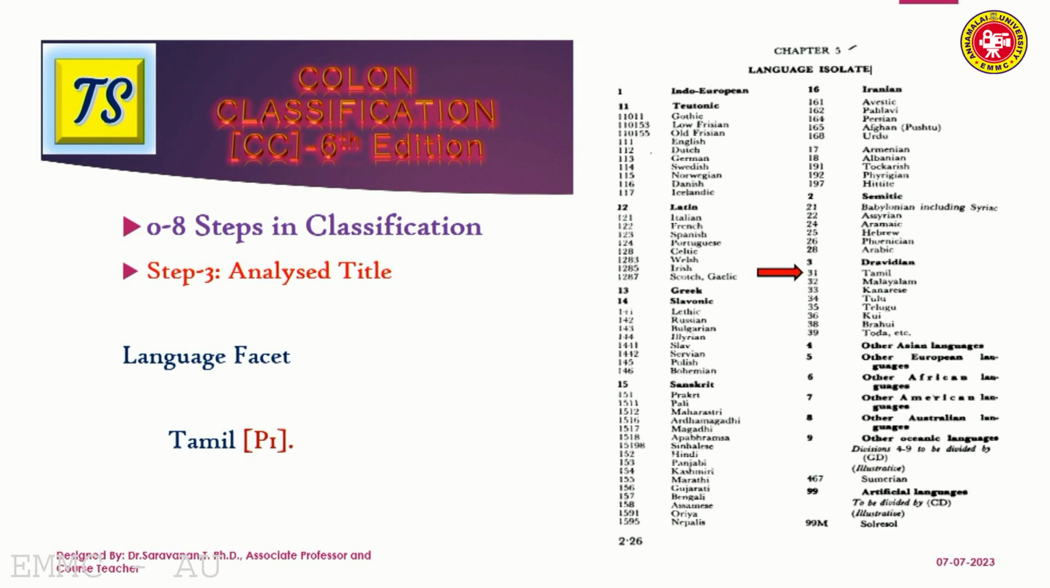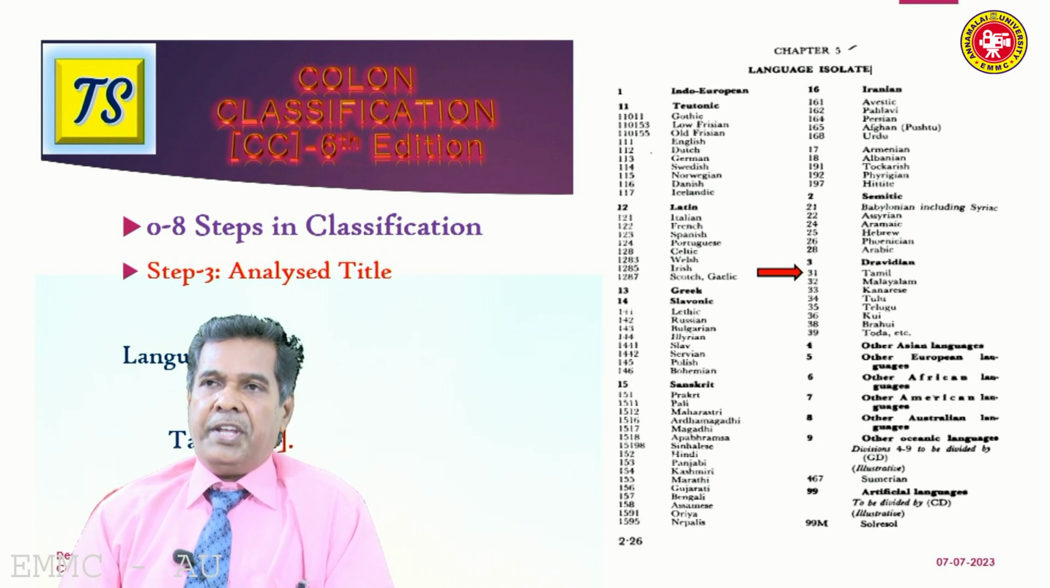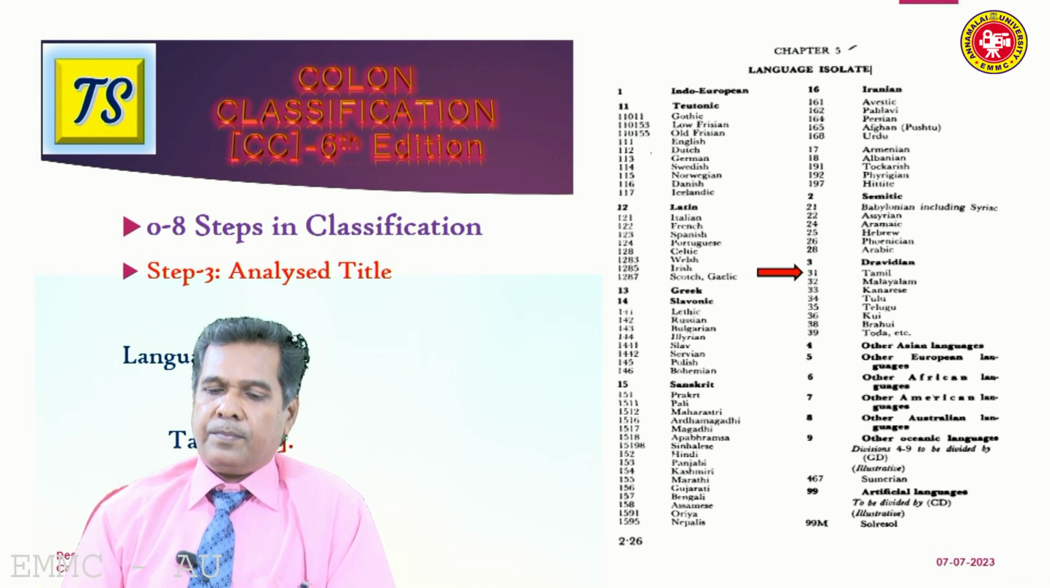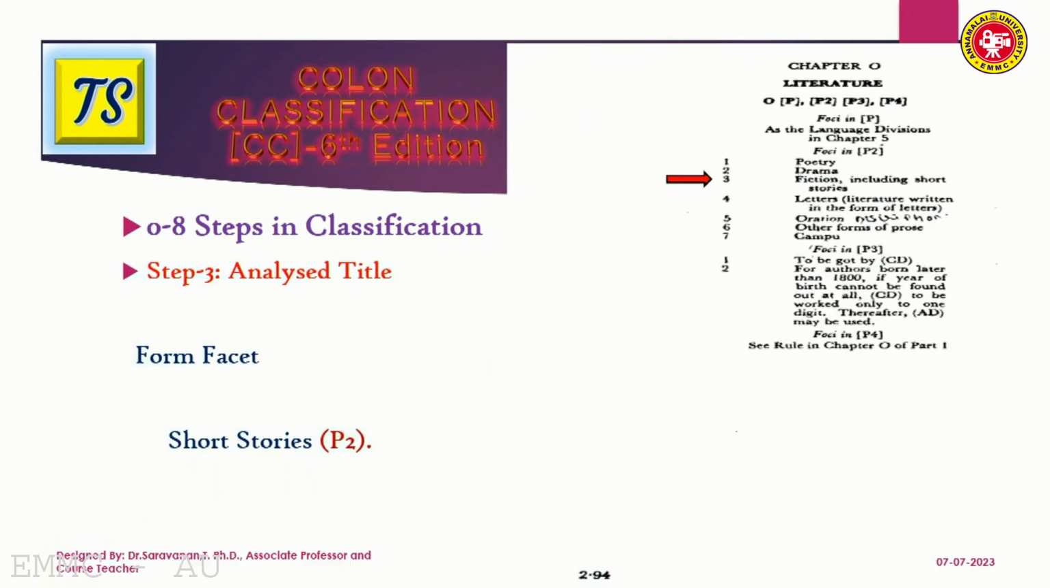Next facet, the P1 level category, language. The document falls under the Tamil language. Ranganathan has provided a separate chapter for all languages across the globe. On page number 2.26, you can find the language isolate, where the arrow highlights the notation 3.1, which refers to the language Tamil. Form of the document: the form also exists in the literature chapter. You can collect it from there.